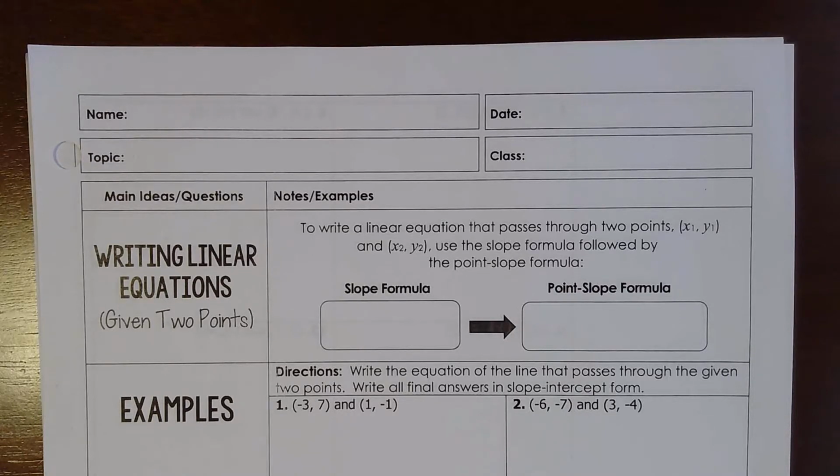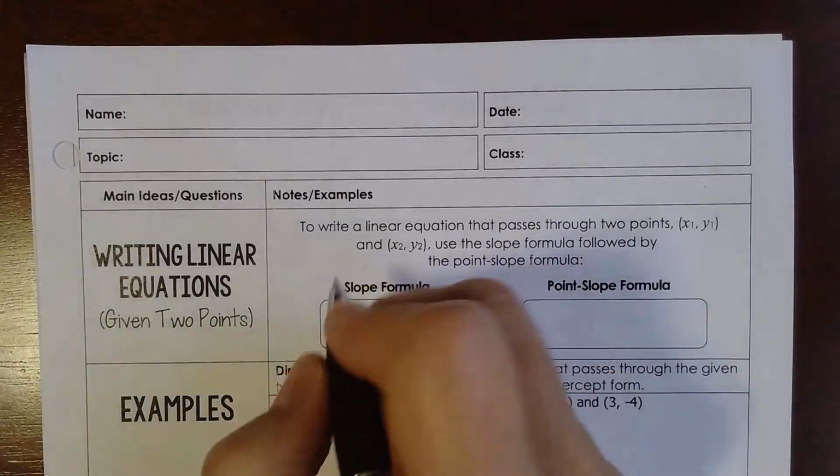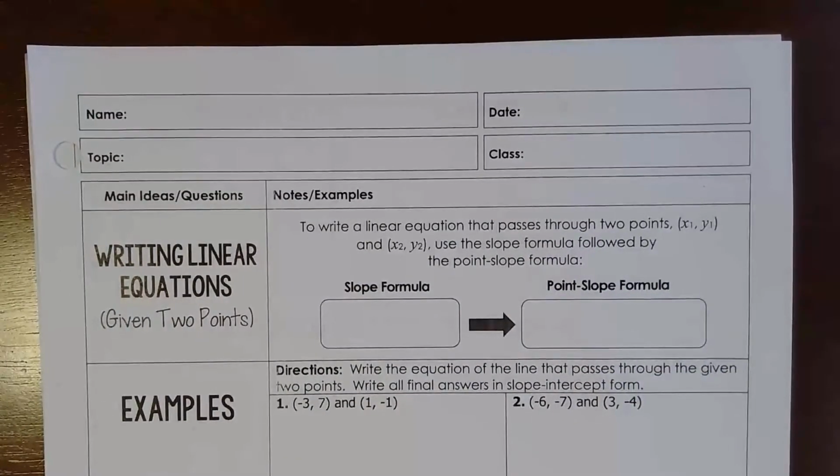All right, so yesterday we wrote linear equations when we were given a point and the slope. Today we're going to write those linear equations when we're given 2 points. So we first need the slope formula. No, it's not y equals mx plus b. That's the slope-intercept form. Stop telling me that. That's math jail worthy.